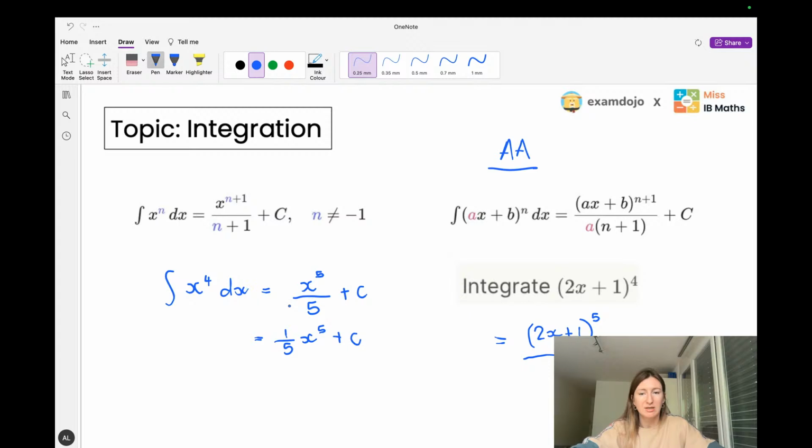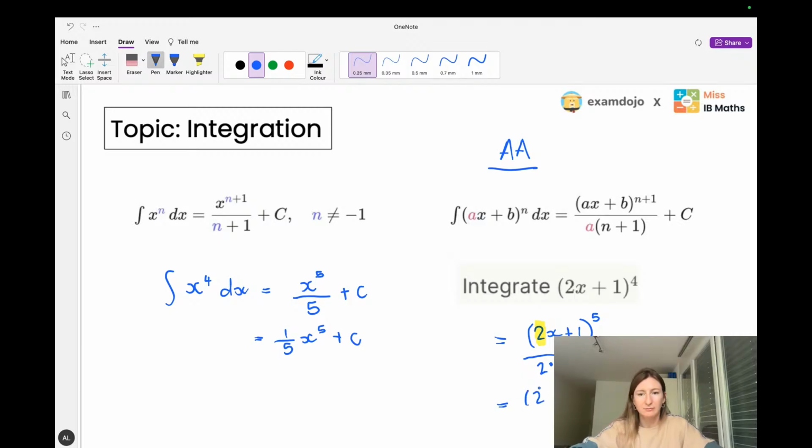So very similar to that, but the extra step is that I also have to divide by this coefficient of the x, because it's a linear function. Because if you can imagine, if I differentiate this 2x plus 1, I'll get 2. So I also have to divide by 2 here, whatever that number is.